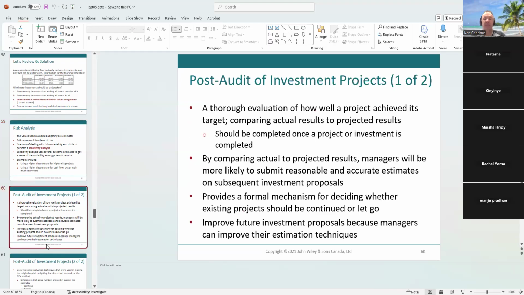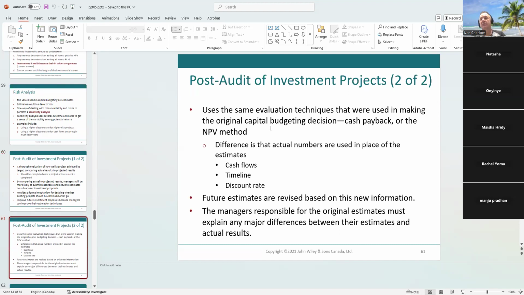So every time you accept a project, after that we still have to look at that project, comparing the actual versus what we had on the budget side. That is called a post-audit of the investment project. That will be a true evaluation of how well the project achieved its targets. Now we start comparing actual with the budget. That's going to provide information about how we're doing the budgeting, are we accurate in the budgeting, and if we have to change something in the future, what exactly to change.